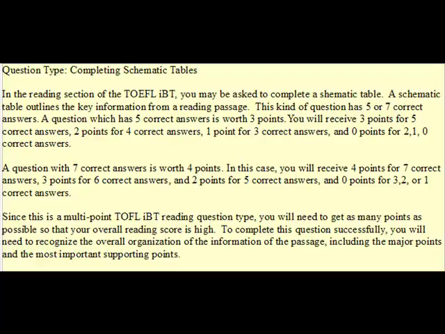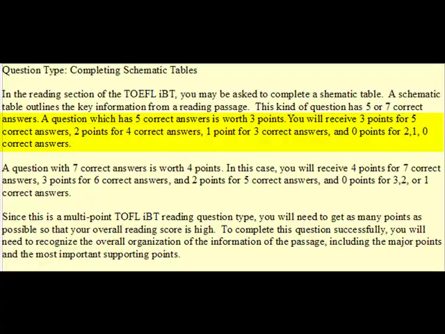Question type: completing schematic tables. In the reading section of the TOEFL iBT, you may be asked to complete a schematic table. A schematic table outlines the key information from a reading passage. This kind of question has 5 or 7 correct answers. A question which has 5 correct answers is worth 3 points.